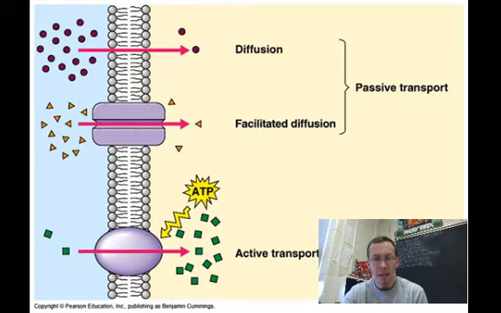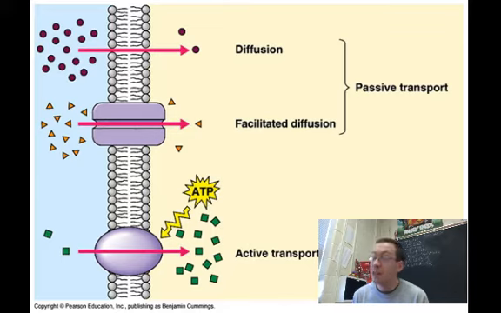So if we take a look at this picture here, we notice that there are 3 different types of transport we need to make sure we know. The very first one is diffusion. Notice that diffusion just occurs directly across the cell membrane. Particles move from a high concentration to a low concentration, and no protein channel is involved. So this is a process that doesn't require any energy, and it's pretty straightforward. Molecules just simply diffuse across the cell membrane from a high concentration to a low concentration until the concentrations on both sides are equal.